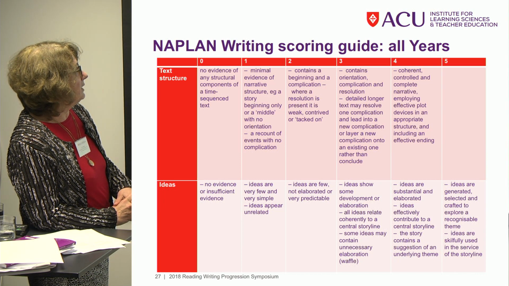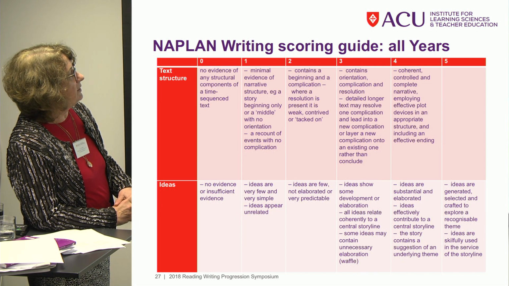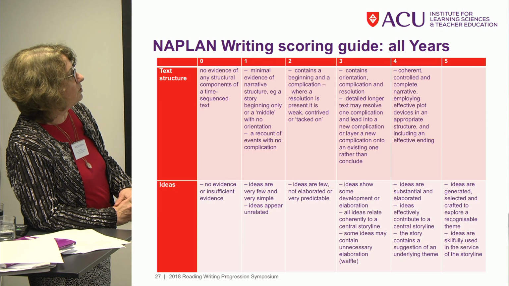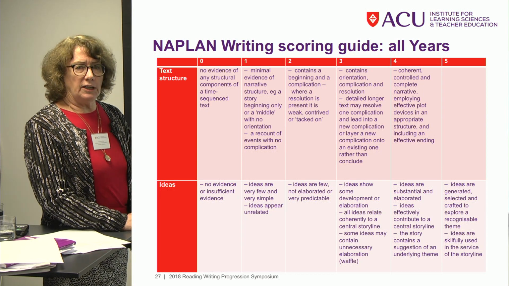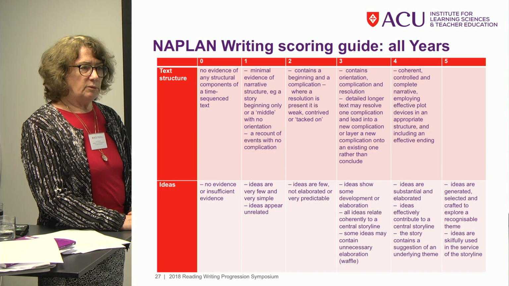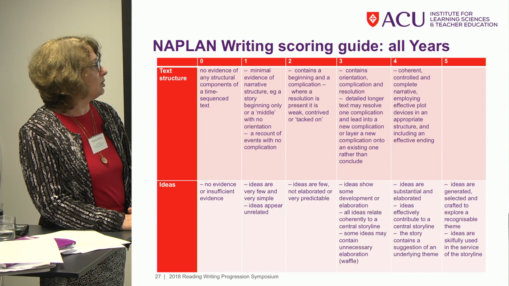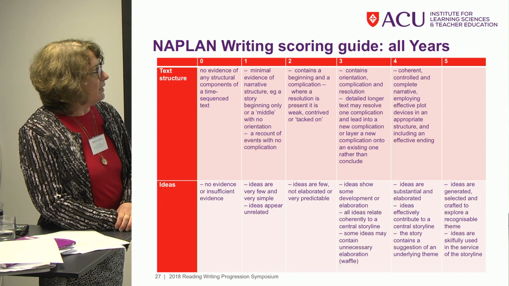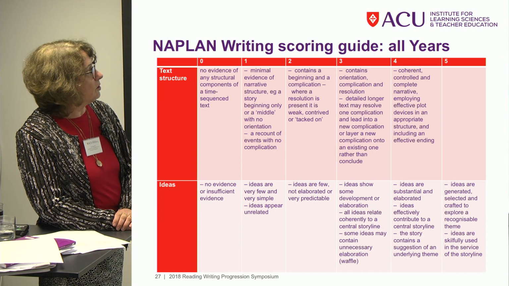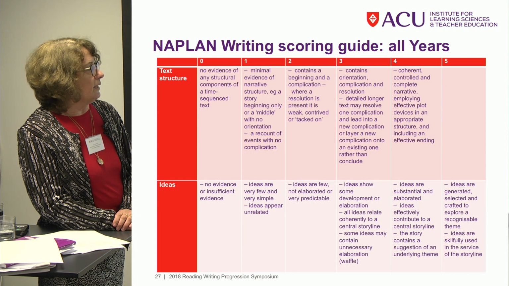So if we look at level 1, minimal evidence of a narrative structure, a story beginning only, or a middle with no orientation, a recount of events, no complication. And if we look at level 2, contains a beginning and a complication where a resolution is present, it's weak, contrived or tacked on. And I'm trying to think to myself, what would that be the expected standard for? How does that actually match expected standards? I mean, is level 1 sort of not year 3, or is level 2, because it has a complication, it could be a little bit above year 3 in terms of the statements. Level 3 for text structure is getting more complex. And then 4 is coherent and complete and controlled with effective plot devices.